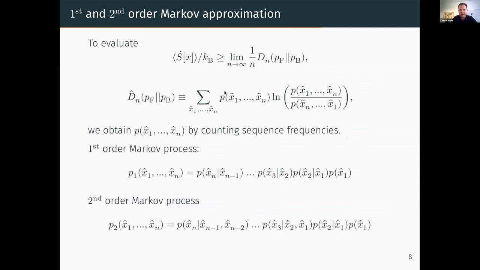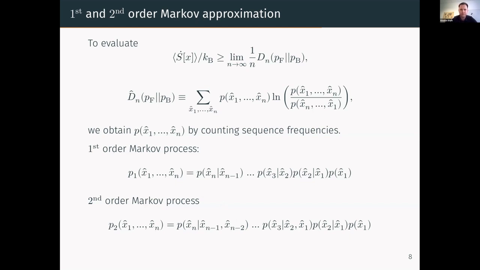So that means that these path probabilities on the first order Markov process can be dissected into single jump probabilities, as is shown here. And if you had a second order Markov process, they could be dissected into double jump probabilities. Okay, and these are two techniques we apply. And note that if the system is actually not a first or second order Markov process, these are of course approximations to the path probability.